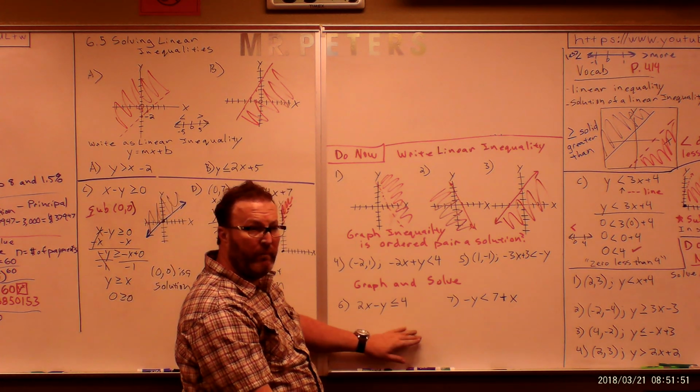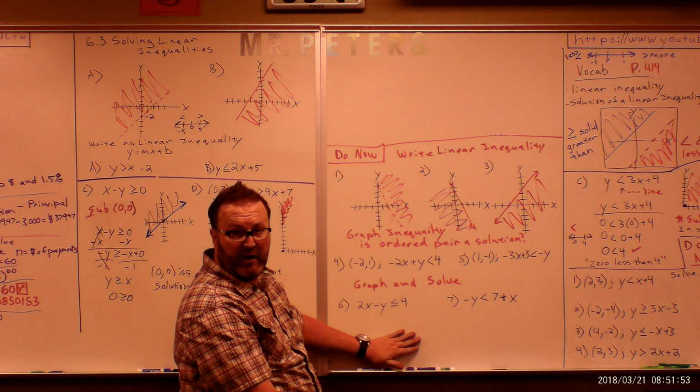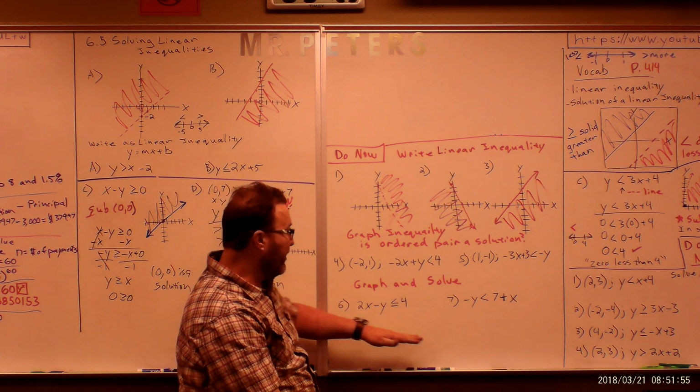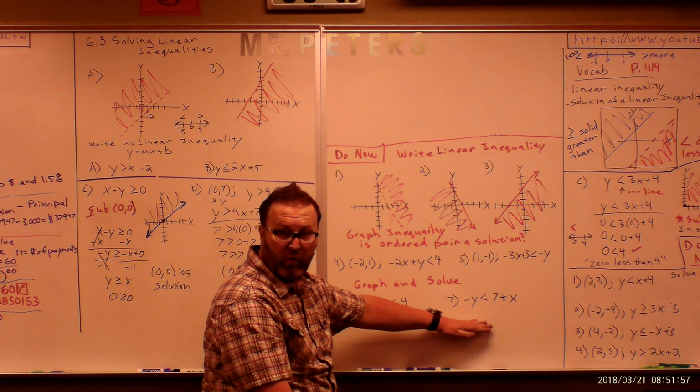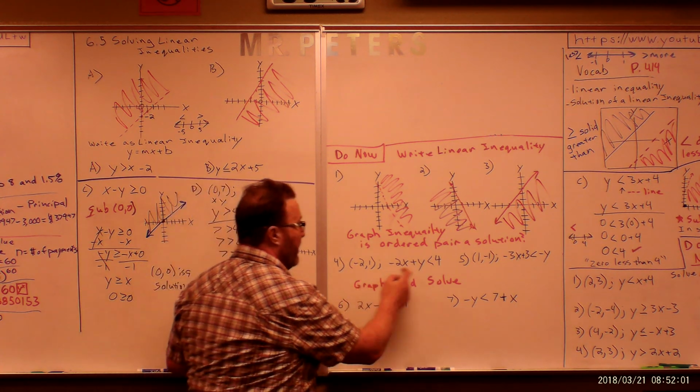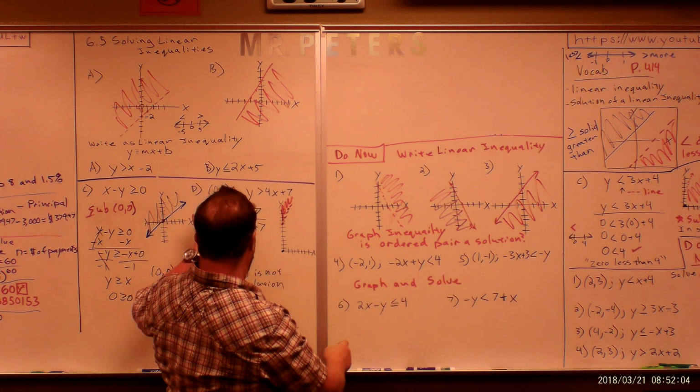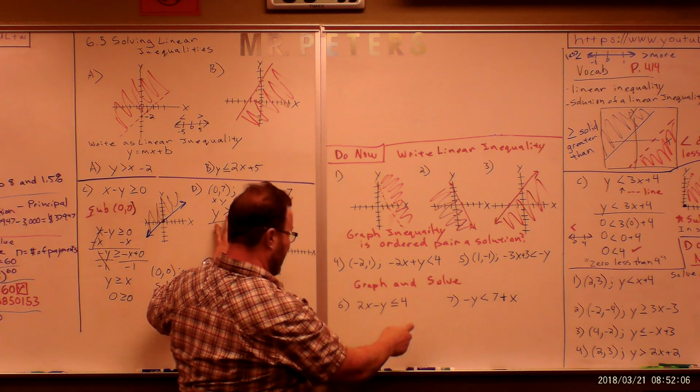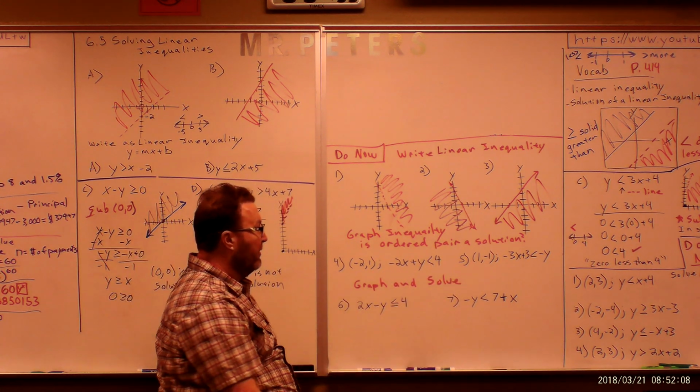Now, these two, you don't have ordered pairs, right? So you're going to plug in 0, 0 for this one and 0, 0 for this one and solve for it and then go and graph it. So these two are just like this one, and these two are just like this one, okay?